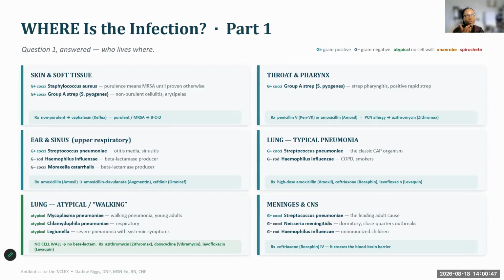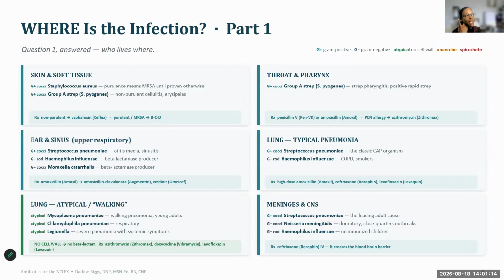Now, let's go across. Let's say it's the throat and the pharynx. That's most likely your gram-positive cocci, group A strep. Again, strep pharyngitis. We do a rapid strep swab for those. So if there's no contraindication, no allergies, we can treat those with penicillin. If there's a penicillin allergy, then we go through to the azithromycins.